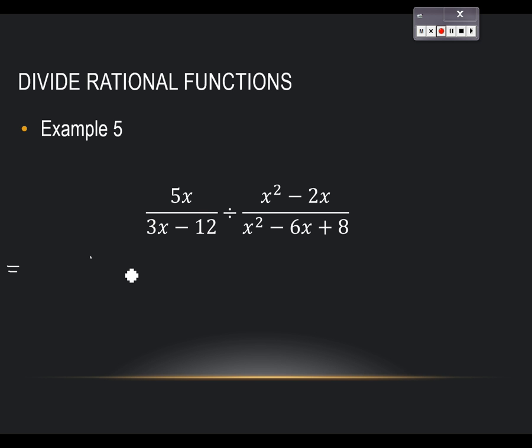Tell me what to do. I leave the first one as is, and I flip the second one, right? That's what it means. To divide by something means to multiply by its reciprocal. And that's still true even in this complicated, nasty situation.